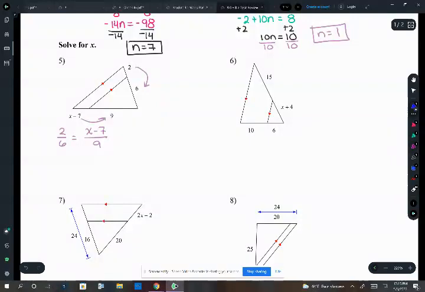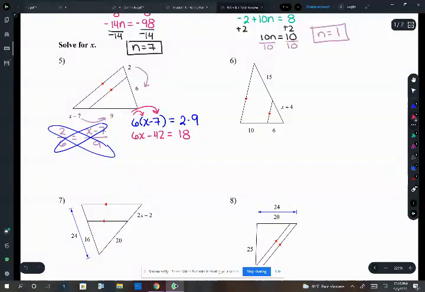And then once we're there, we're just going to do cross product. So we're going to go 6 times x minus 7 is equal to 2 times 9. And then we're just doing our normal solving equation. So 6 times x is 6x. 6 times 7 is 42. 2 times 9 is 18. And then we are going to add 42 to both sides. We get 6x is equal to 60. And then solve from there. So we're going to divide both sides by 6. So x is equal to 10.